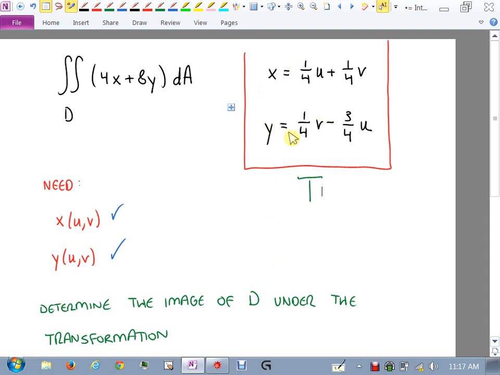This transformation is a linear transformation, meaning when we look at x, it's determined by u and v, but both u and v are linear in the expression, right? It's not like u squared plus the square root of v, or even u squared plus v would be nonlinear now, right? Same with y. Y is a transformation in terms of u and v, but these are linear. This only works with linear transformations.